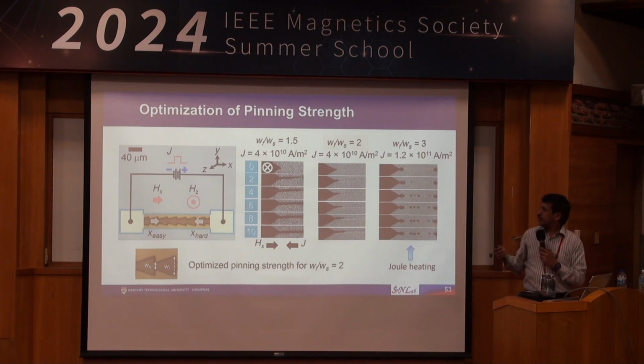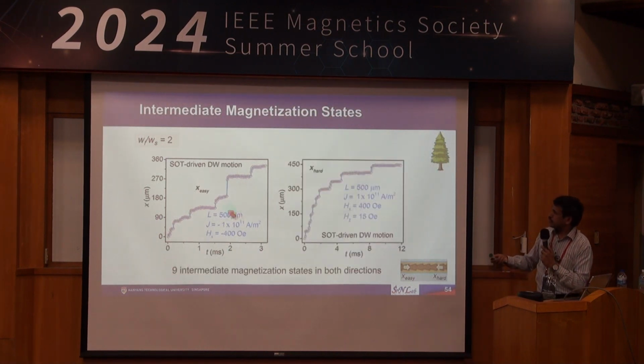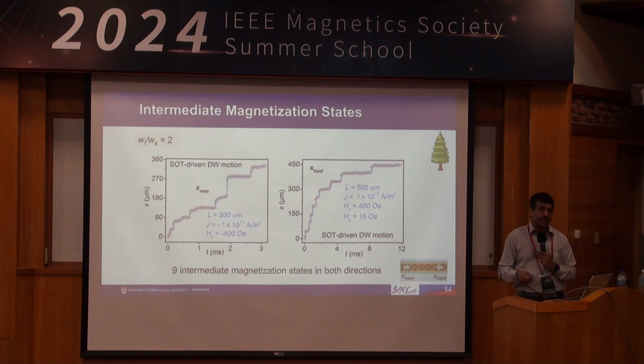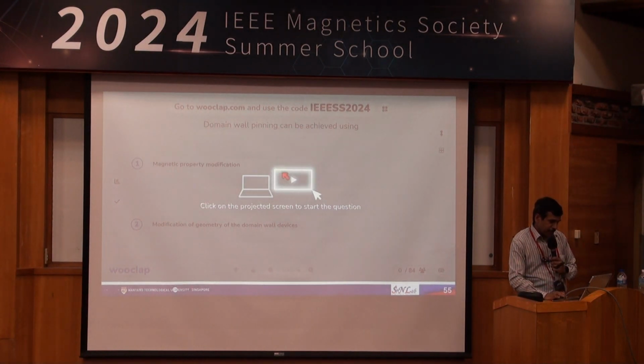So basically what all these results mean is that we have to optimize the pinning strength, and once we optimize the pinning strength, we can move the domain wall from one side to the other side clearly, and we will be able to achieve synaptic states. So this result summarizes that we have achieved multiple magnetization states. If we prepare a magnetic tunnel junction, the different positions will give rise to different resistive states. That's about the synaptic application.